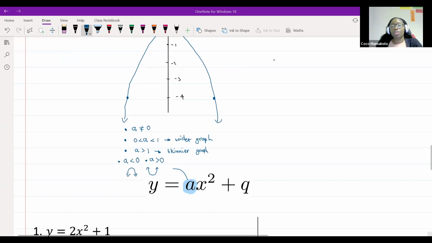I want you guys to note, though, that these values also work for your negative values. So if A is in between -1 and 0, my graph will be wider, except it will be wider and frowning. And over here, where we say A is greater than 1, if A is less than -1, my graph will still be skinnier. It's just that it will be frowning. It will look down.